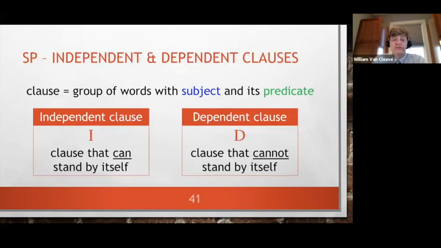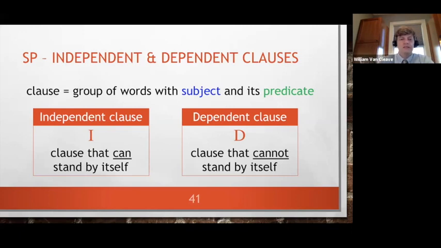Now, there are 2 different kinds of clauses, and there are only 2, and that's what's so powerful about this syntax structure. It's pretty black and white. You'll get sentences that are tricky, that make it a little bit unclear, but overall, it's a pretty black and white system without a whole lot of weird exceptions. There are 2 kinds of clauses, one independent and one dependent.